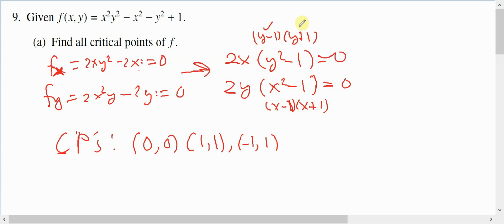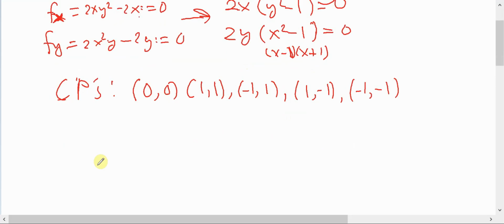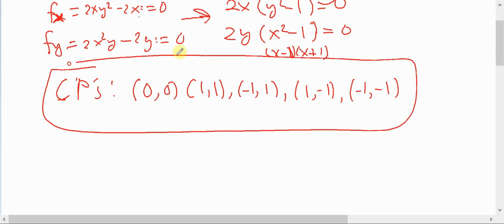And so that takes care of y being 1 with each of these possibilities, but then also y could be minus 1 with each of these possibilities. So that'd be a 1 with a minus 1 and a minus 1 with a minus 1. So we get 5 critical points, and then I need to test them. We're going to do that below, but that's all we're asked for here.